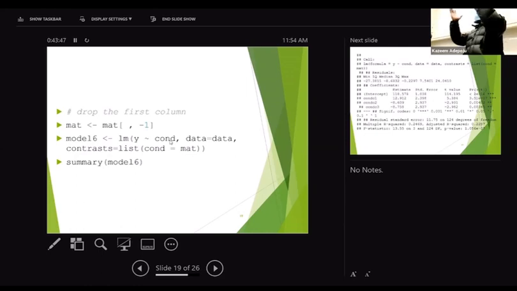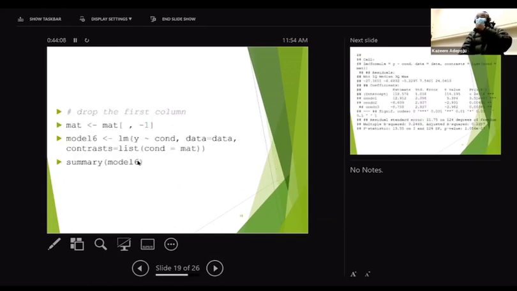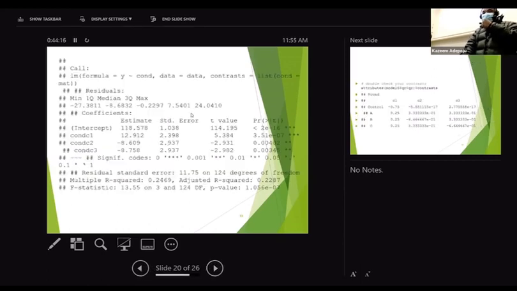Just like what you normally do in simple linear regression, you're going to say data equal to data, comma, then you're going to say contrasts equal to list, COND equal to mat. What is your mat? Your mat is that inverse, this one, the inverse, after dropping the first column. It has taken that into consideration. When I do the summary, I'm going to show you what we're going to get. Oh my God, this is what we got.